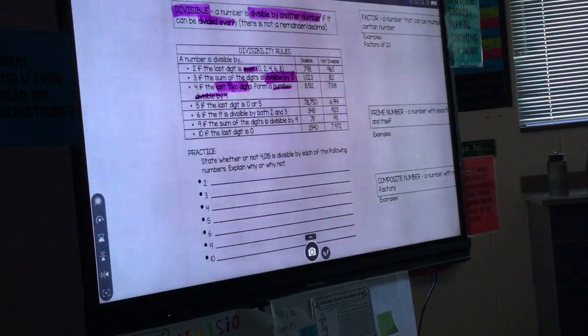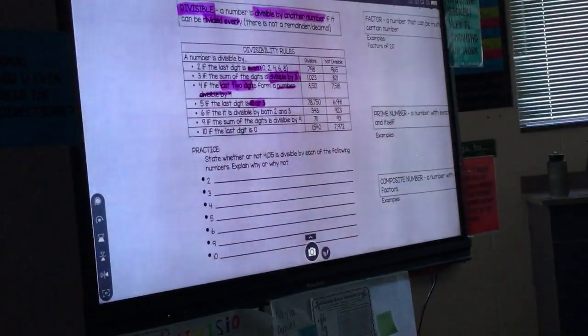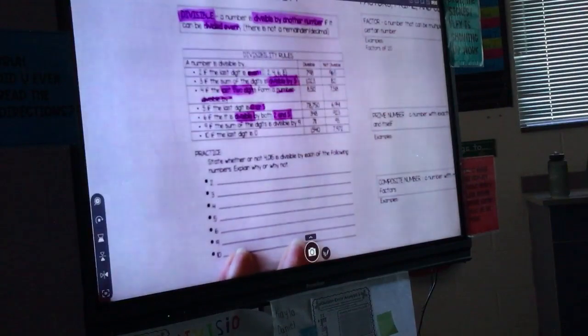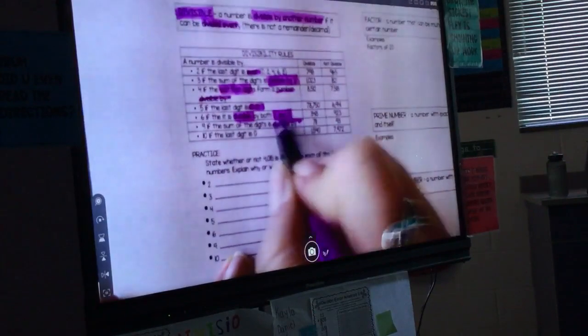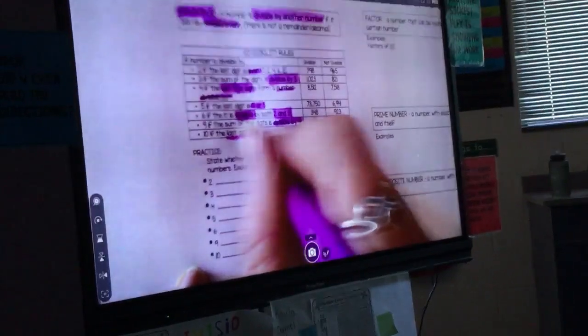So the last 2 digits in a number have to be divisible by 4, whether it's 4, 8, 16, 24, 32, whatever. The last 2 digits have to equal something that is divisible by 4. 5, probably one of the easiest ones: the last digit's either a 0 or a 5. 6, they have to be divisible by both 2 and 3. 9, the sum of the digits has to be divisible by 9. And then 10, it has to end in a 0.